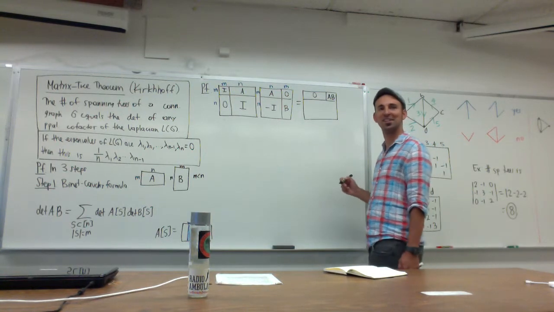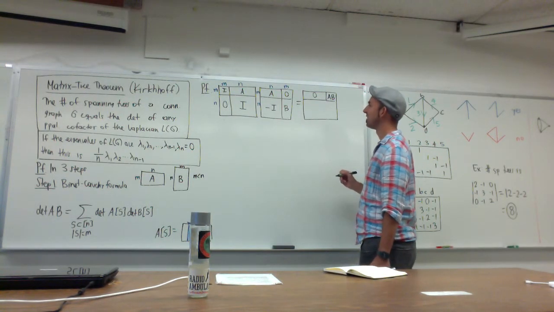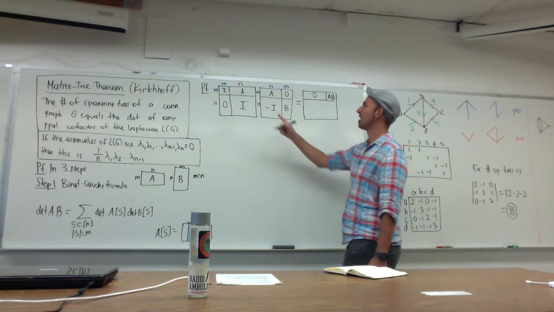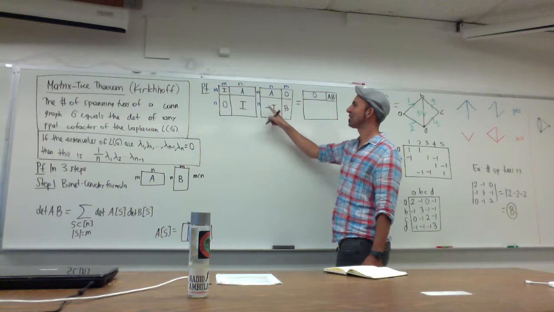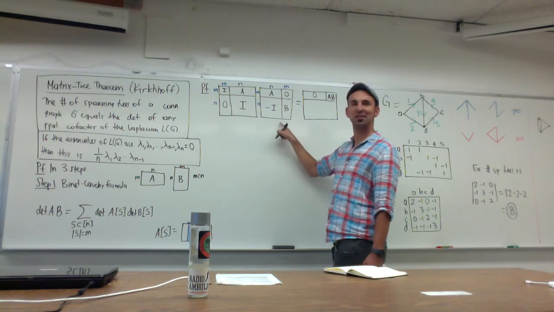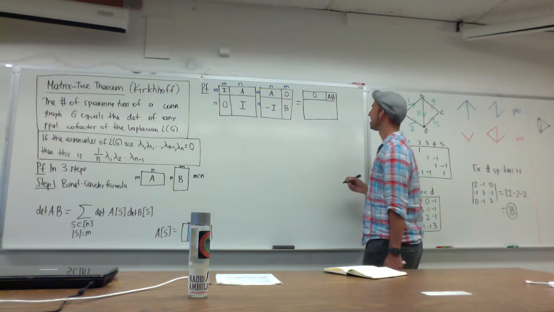Question? Sorry, you multiply A times minus I? Yeah, I can multiply A times minus I, because this is m by n and this is n by n. Oh, okay.